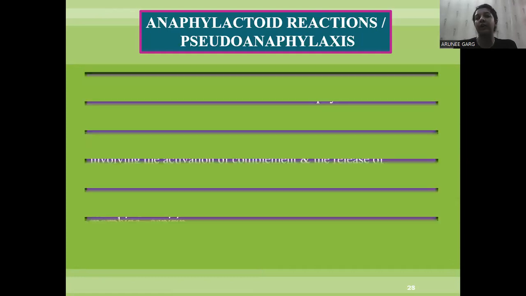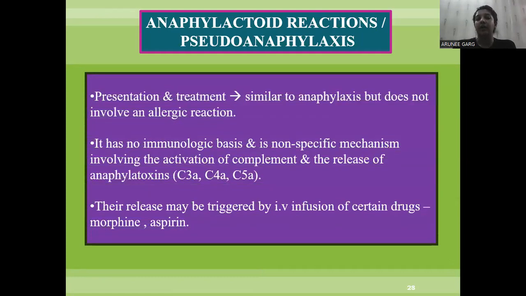Anaphylactoid reactions. Now, what are anaphylactoid reactions or pseudoanaphylaxis? It is similar to anaphylaxis, but it does not involve an allergic reaction. It has no immunological basis and is a non-specific mechanism involving the activation of complement and the release of anaphylatoxins. Their release may be triggered by IV infusion of certain drugs like morphine and aspirin.